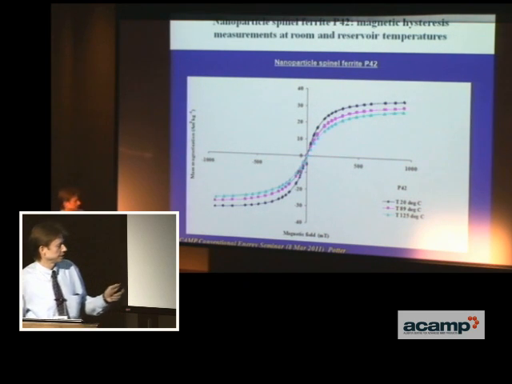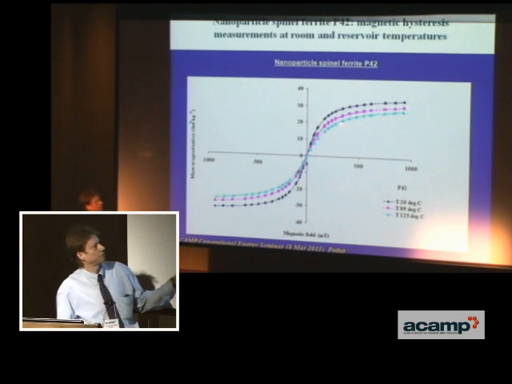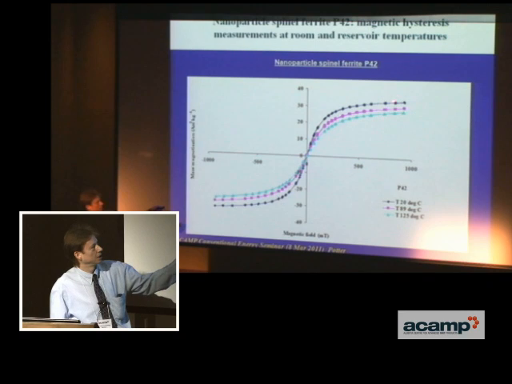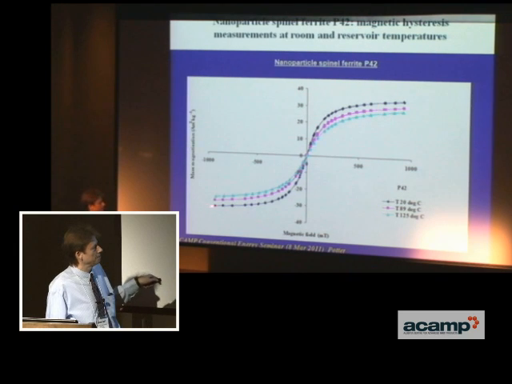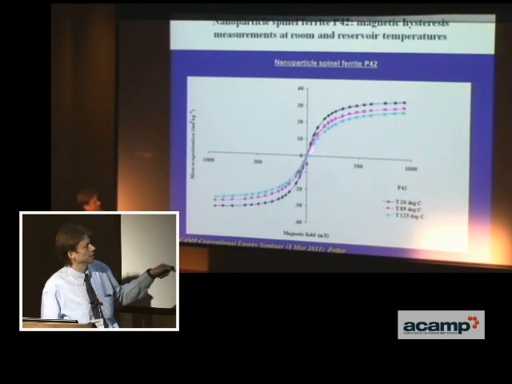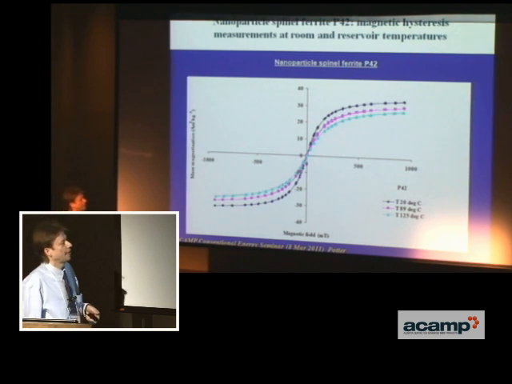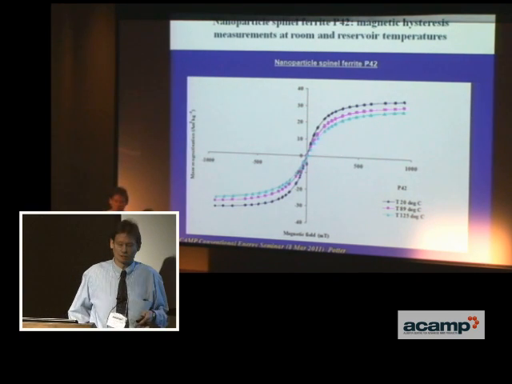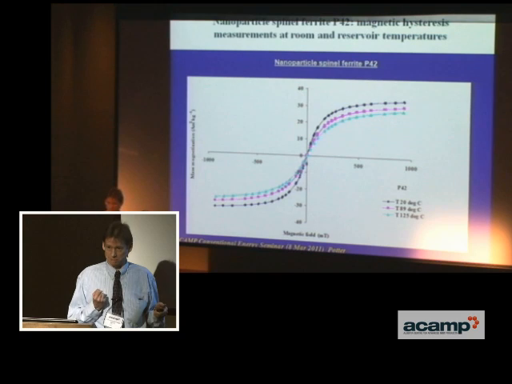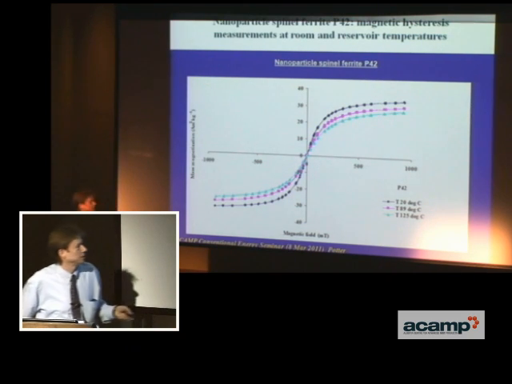These particles, on the other hand, are much, much better at reservoir temperatures. You can see that all the graphs are relatively similar. There's a bit of change at reservoir temperatures, but these are much, much better at reservoir conditions. So in collaboration with the group at Rice, we're looking to get nanoparticles that don't lose much of their magnetic properties at reservoir conditions.